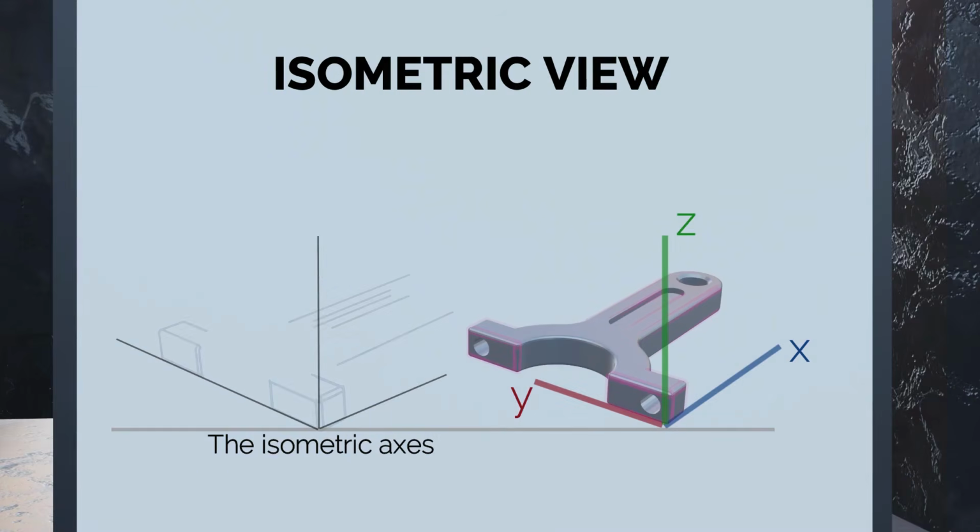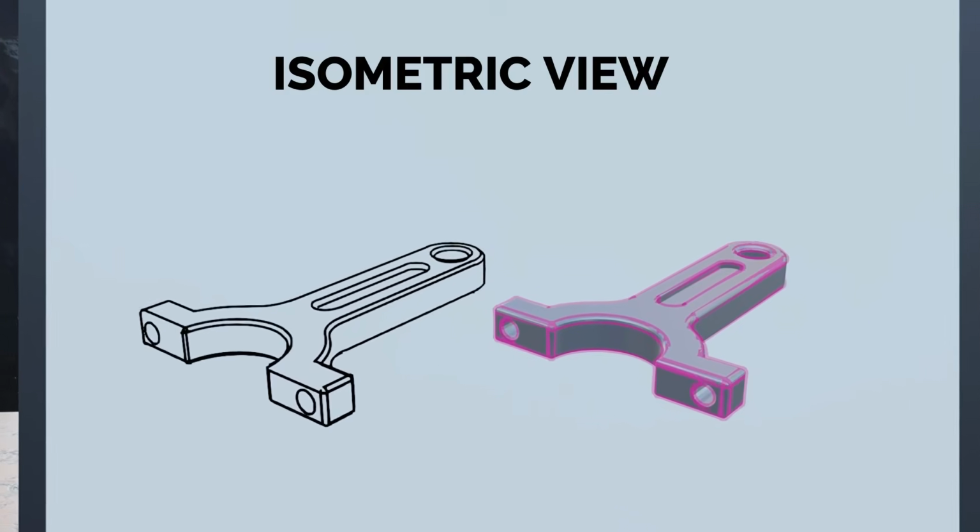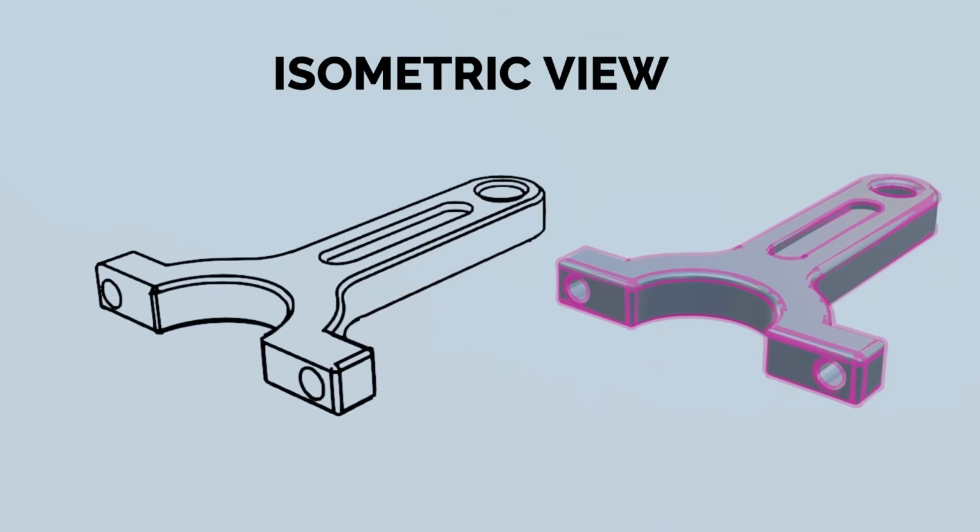The object is drawn using a series of parallel lines that follow the isometric axis. These lines are spaced at equal distances to accurately represent the object's dimensions. The resulting drawing is a three-dimensional object represented in 2 dimensions.